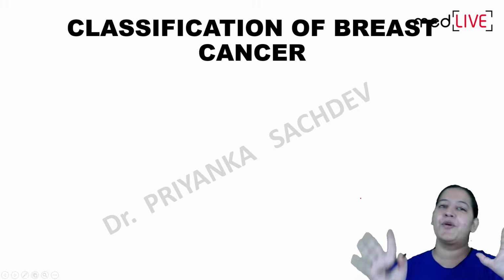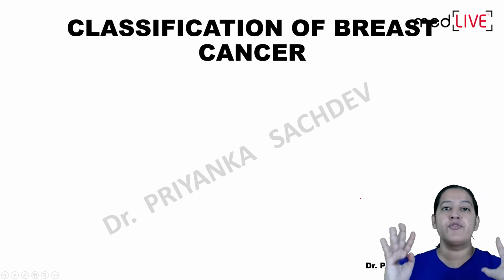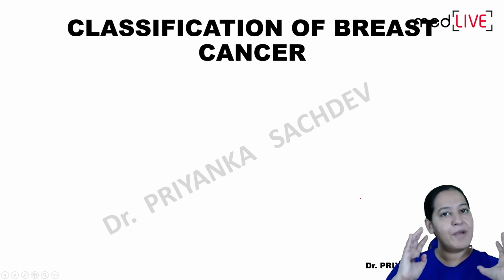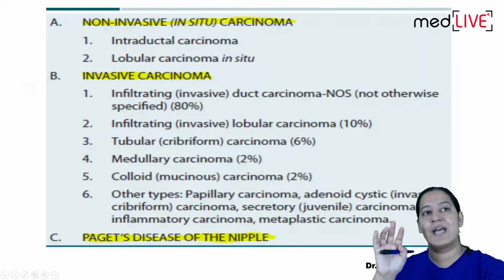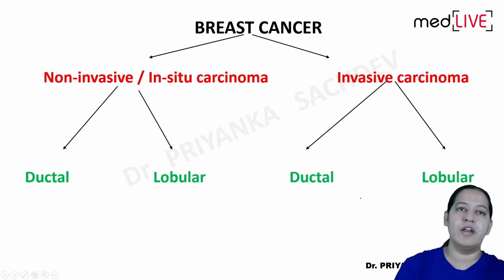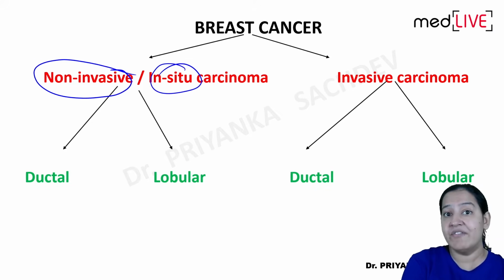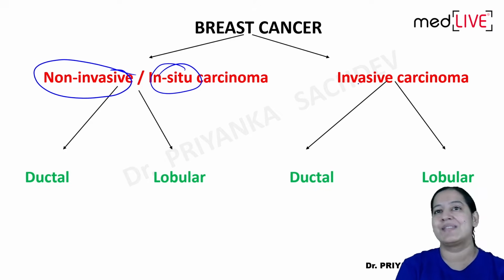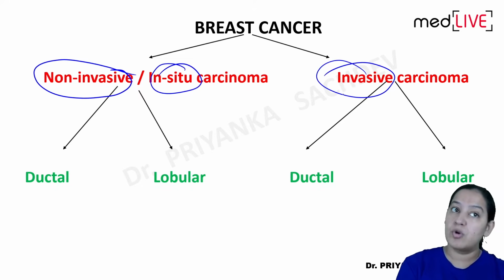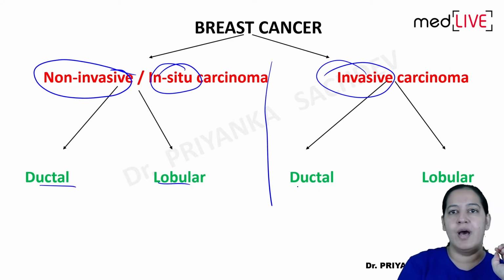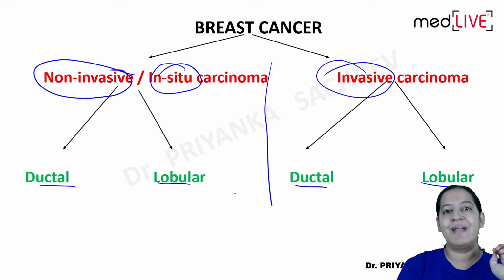Let me move ahead, coming on to breast cancer. So that was the brief introduction about the anatomy and normal histology of the breast. Coming on to breast cancer classification. Now breast cancers are of two types, non-invasive and invasive. Very important. Non-invasive breast cancers are also known as in situ carcinomas. And the second is invasive. Each of them again has two types, ductal and lobular. What do you mean by ductal and lobular?